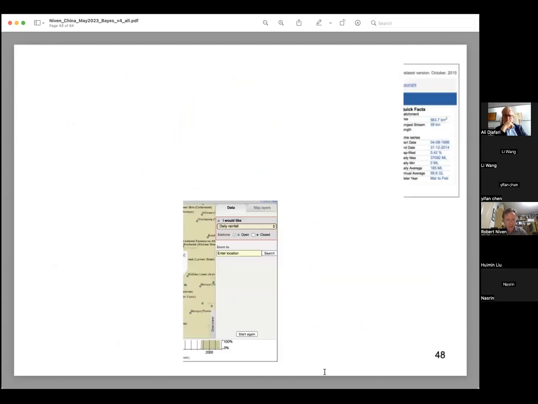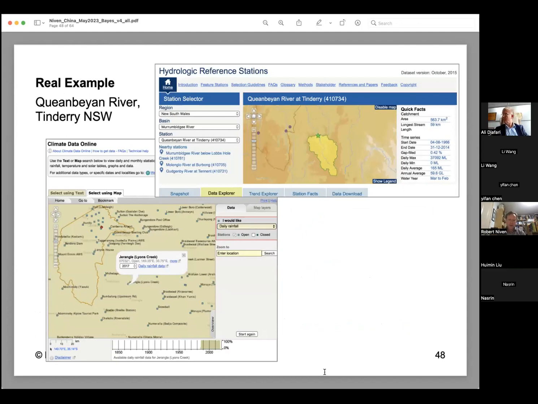But let's look at a real example. This is an example of a water catchment. It's not actually very far from me, as I'm sitting here in Canberra in Australia. This is a water catchment, basically the Queanbeyan River in Tinderry in New South Wales. These slides show data I've extracted from different databases. There are Australian government databases where you can extract stream flow information and rainfall information.